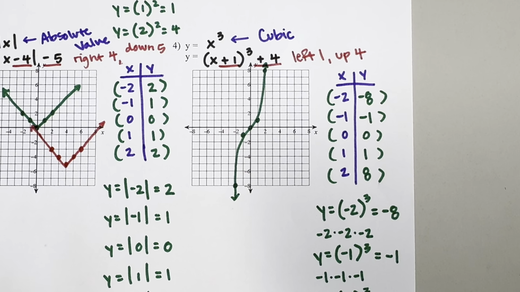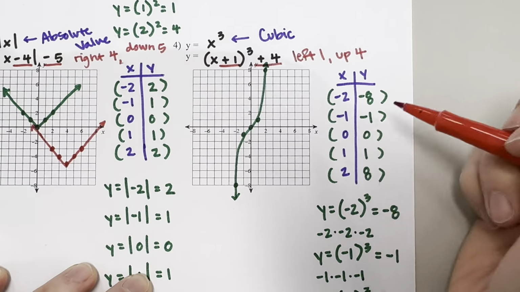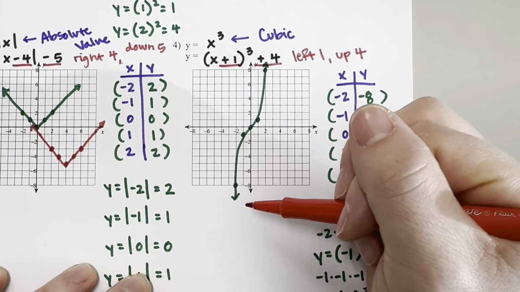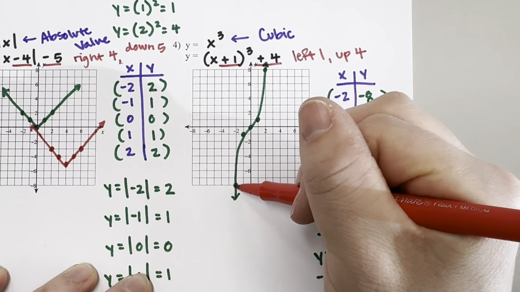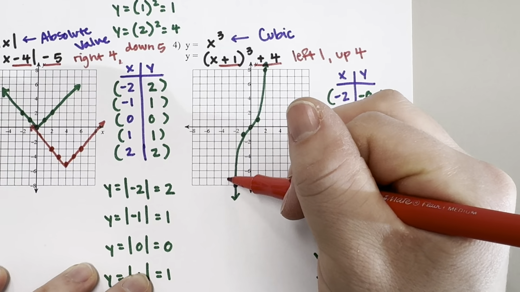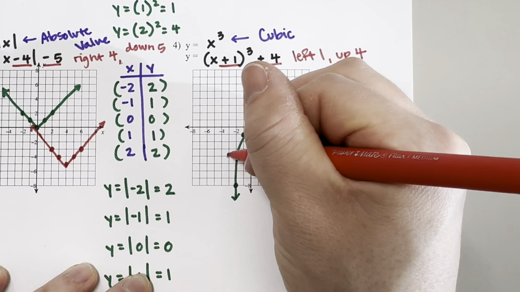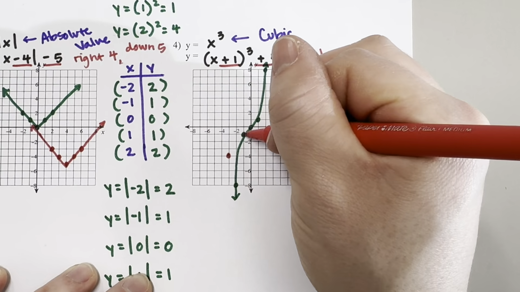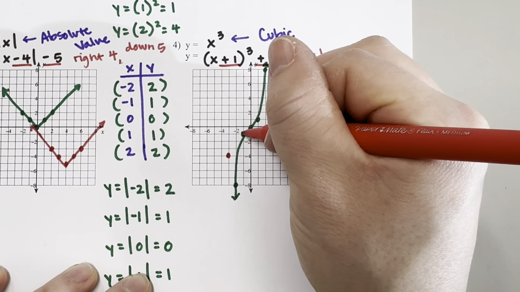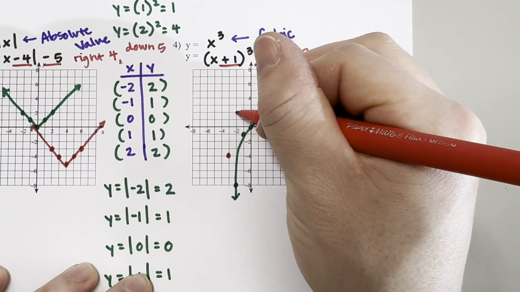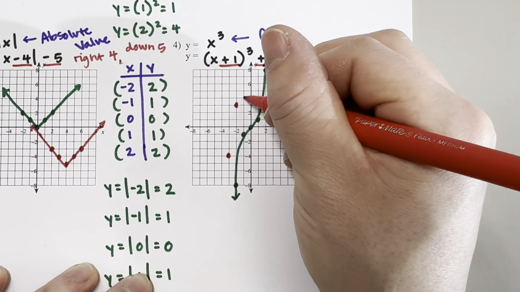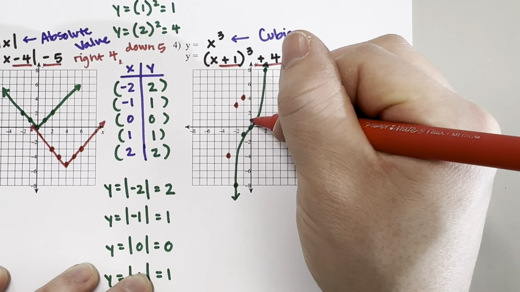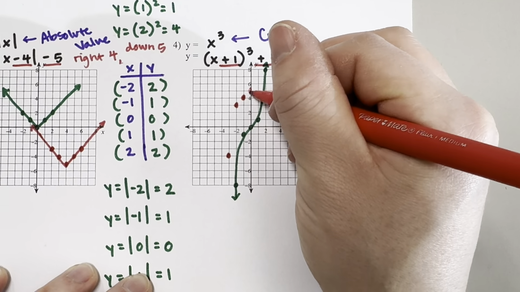Alrighty, so let's go ahead and do that. I'll start with this guy down here. Now remember, some of these guys might go off the graph, and that's okay. So I'll start down here. Left 1, up 1, 2, 3, 4. Next coordinate point, this guy right here. Left 1, up 4. This guy, left 1, up 4. This guy, left 1, up 4.